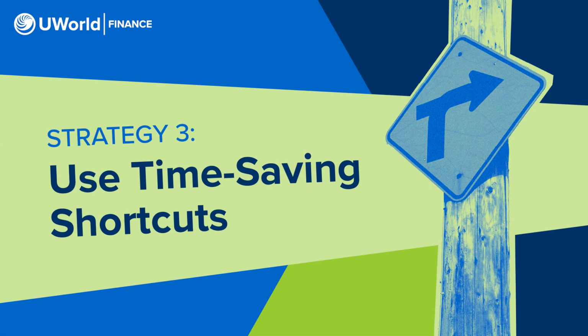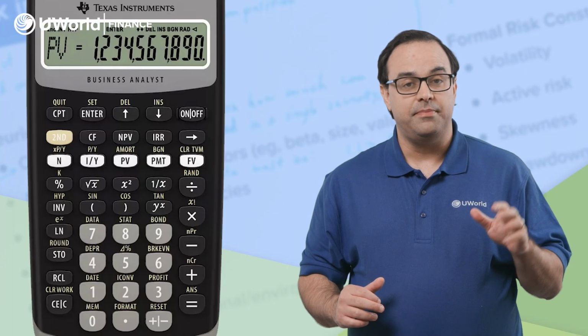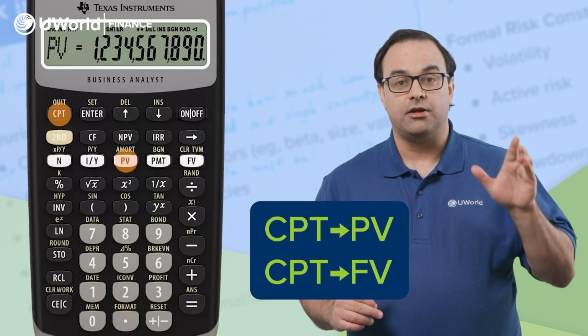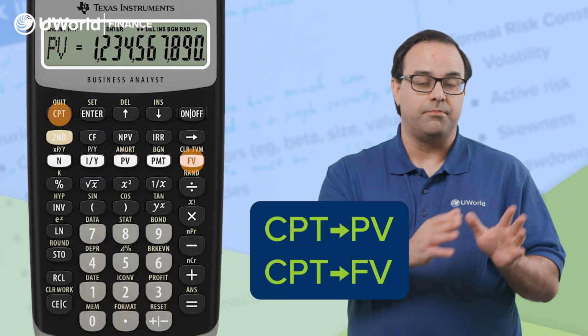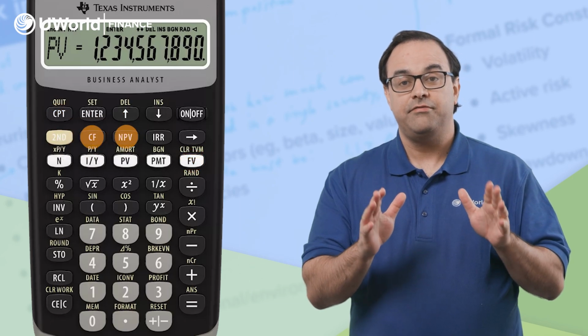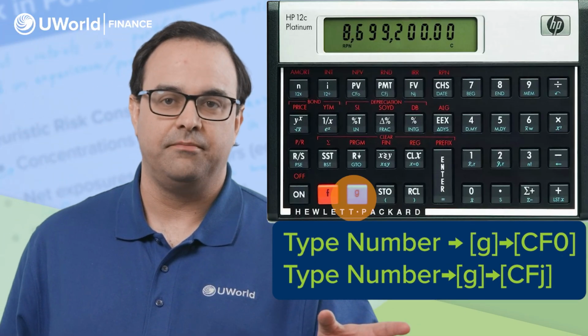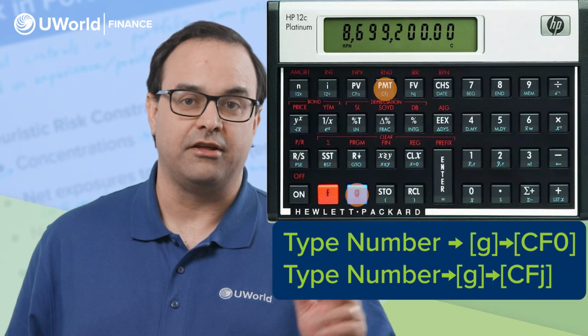Strategy 3. Use time-saving shortcuts. For time value of money problems on the BA II Plus, don't retype inputs. Use the compute CPT function to solve for unknowns like present value or future value. For bond problems, the CF and NPV buttons are your best friends. On the HP12C, chain your cash flow steps efficiently. Commands like G, CFj save precious seconds.